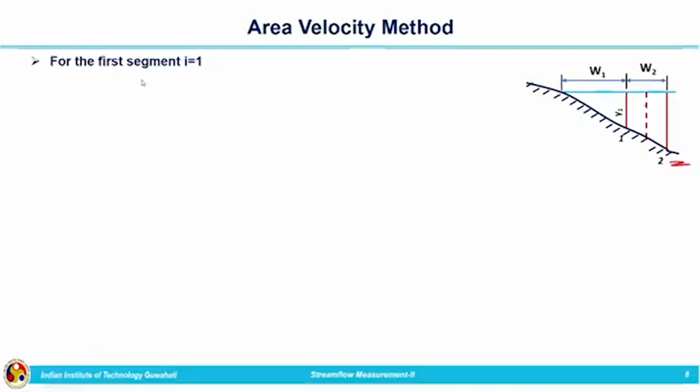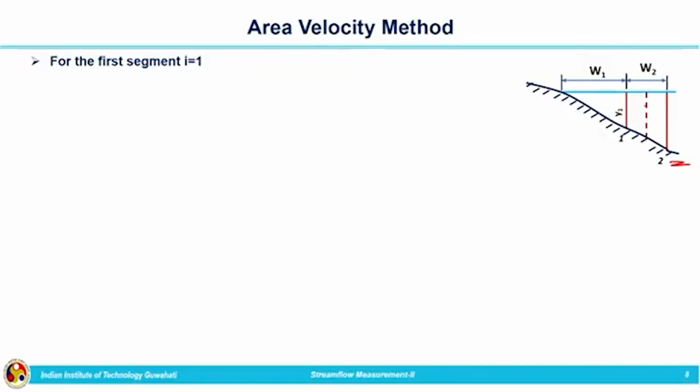Now, we have to look at the segments i equal to 1 and i equal to n minus 1. The segment areas corresponding to i equal to 1 and i equal to n minus 1 are in triangular shapes. The first and last segments cannot be considered as rectangular areas. Those are in approximate triangular shapes.